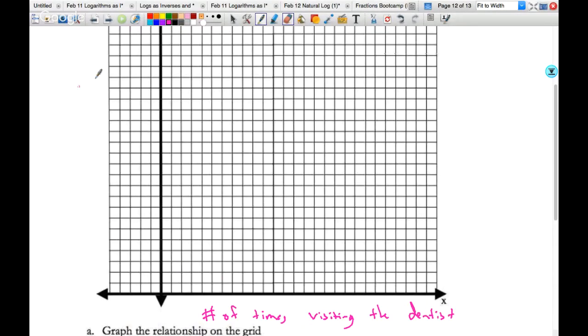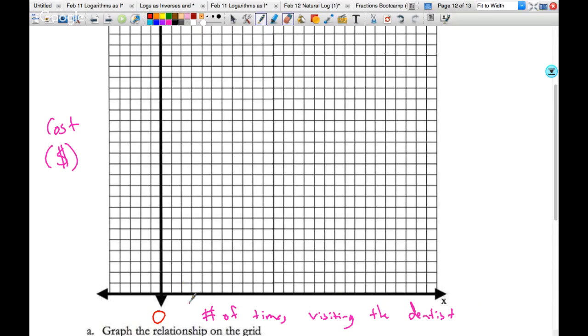And then what depends on that, our Y variable, is the cost, our total cost for the year, and that's going to be in dollars. Now we've got to pick a reasonable scale. What would be the most you would ever go to the dentist in a year? Well, 0 is definitely possible, but what's the most? I mean, 2 or 3 maximum, but maybe we should show enough for up to 8 or 9 or 10.